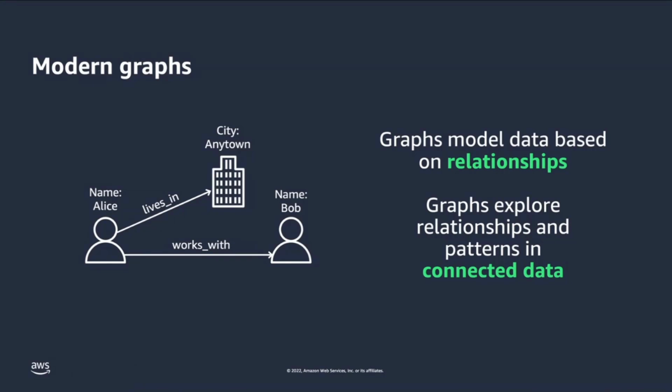And in this example, we have what we would consider from a graph perspective a couple of nodes, those nodes representing the entities or the real world objects, in this case Alice, Bob, and Anytown. And we have these lines or connections between things which represent the relationships between these real world objects, in this case lives in and works with. Because of the way that graphs and graph databases store this data, they really allow you to explore these relationships and patterns and this type of connected data in ways that other data stores and data structures can't.